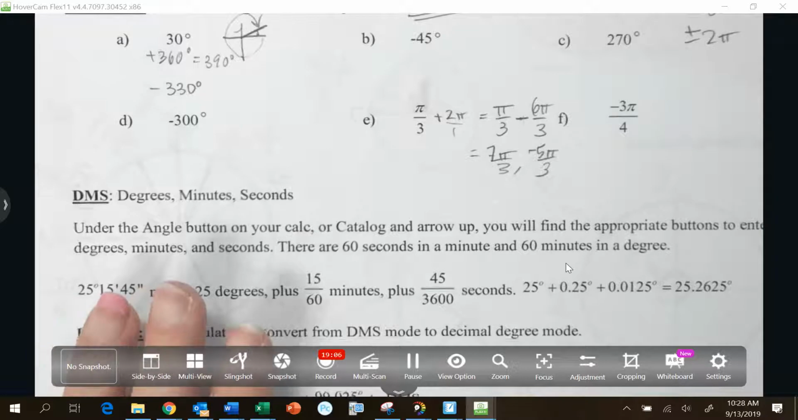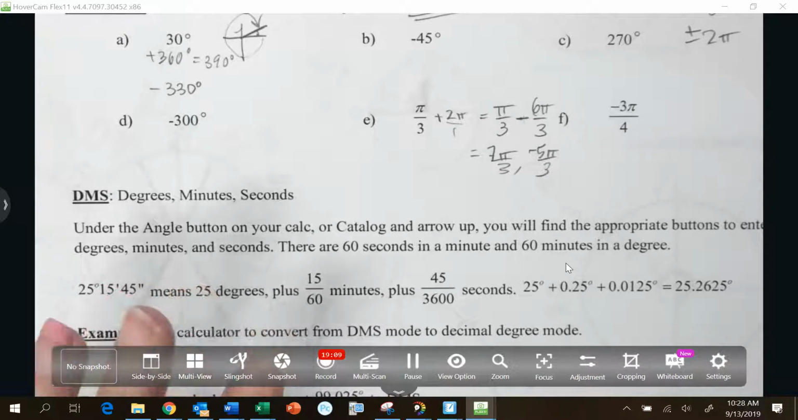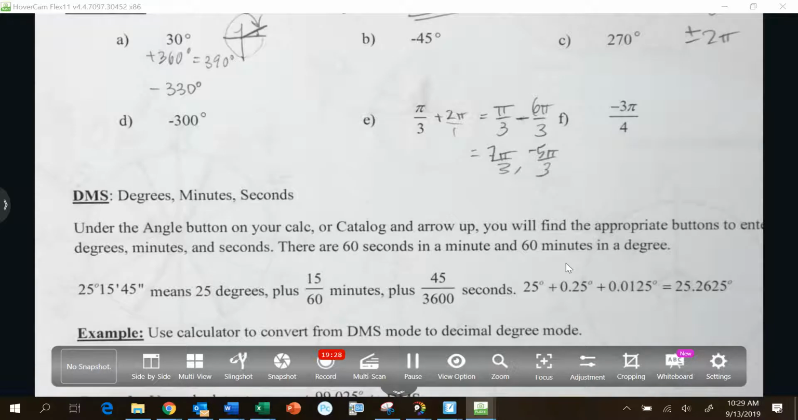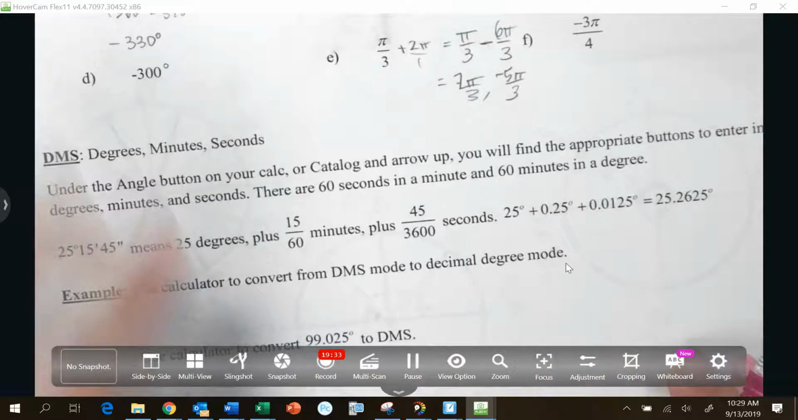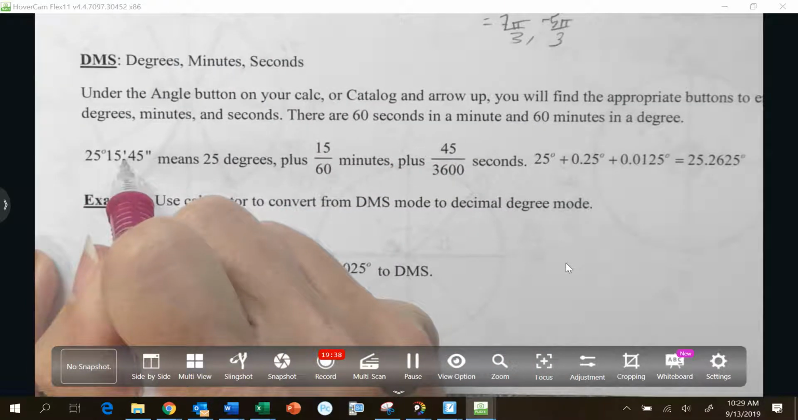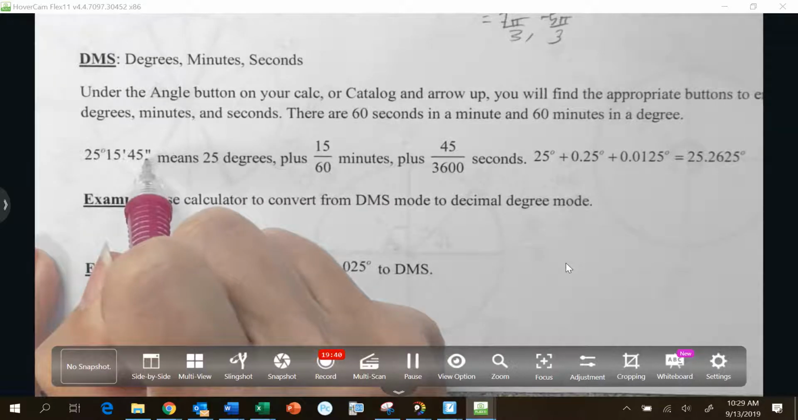So degrees, minutes, seconds are a way of measuring degrees with super accuracy. And some professions use this. I know if you are in the surveying business, they use degrees, minutes, and seconds to measure land, rather than using 25.2625 degrees. Instead of using that, they use what's called degrees, minutes, seconds. So we have our degree symbol. We've got apostrophe, which means minutes, and we've got double apostrophe, which means seconds.